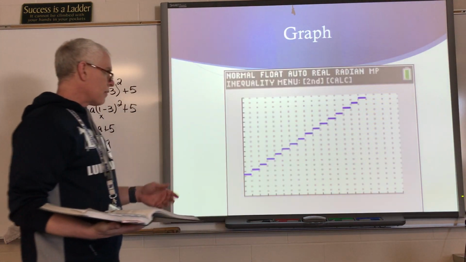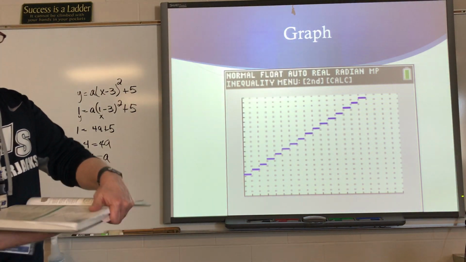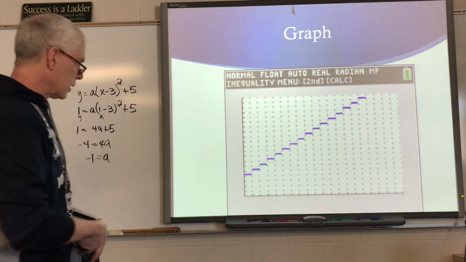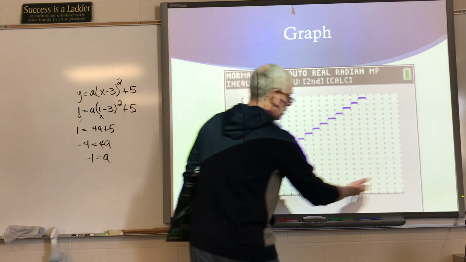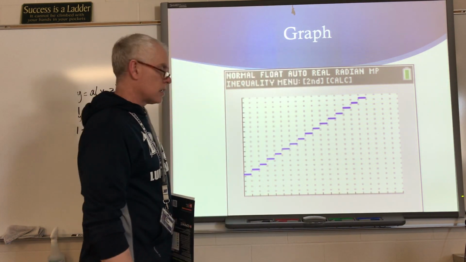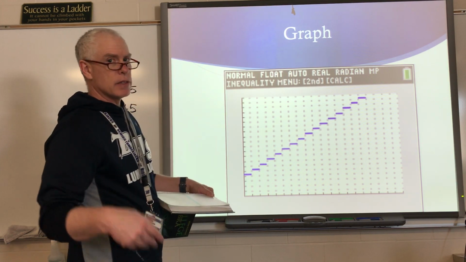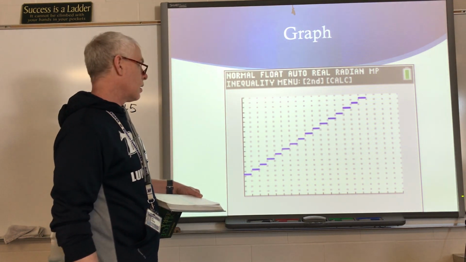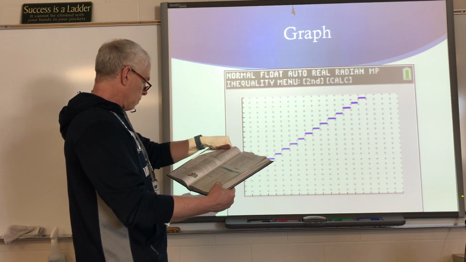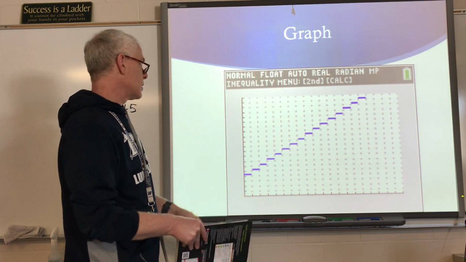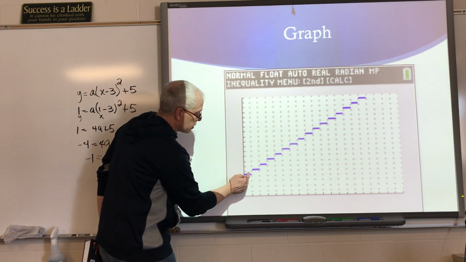Your graph is going to look a lot like this one. They've labeled it really well in the book. This is representing the weight, 0 all the way out to 13 ounces, because that's as heavy as we're going to go. And then the cost started at 88 cents, but every time you added an ounce, it added 20 cents. So for the first ounce, 0 to 1, this is 88 cents.